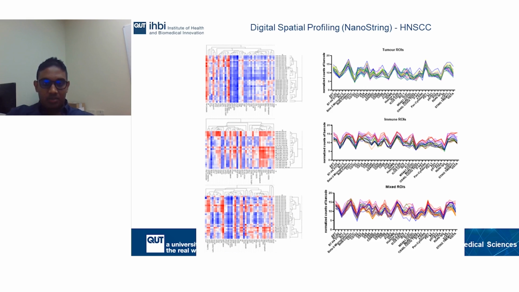And this is another snapshot of the variation across those 8 tumors for the tumor, immune, and mixed ROIs, and the variation across those markers going across the chart there.